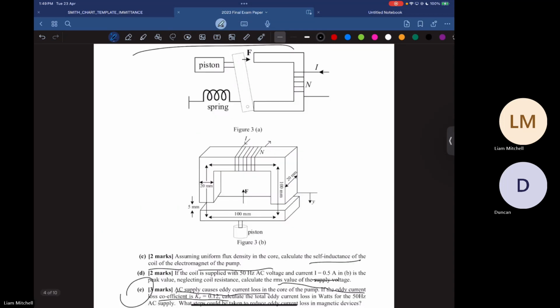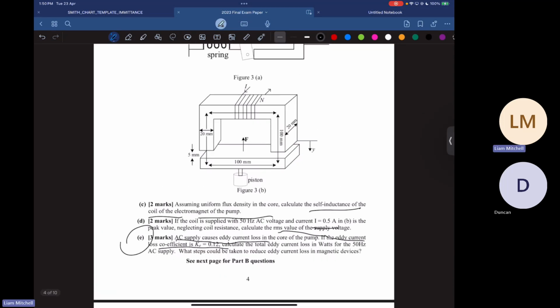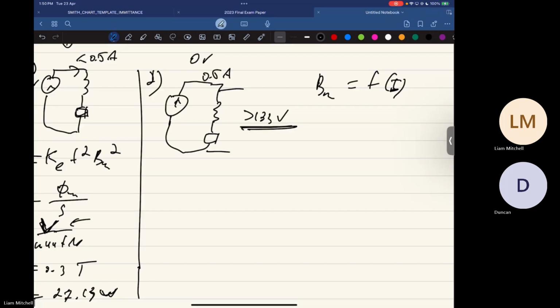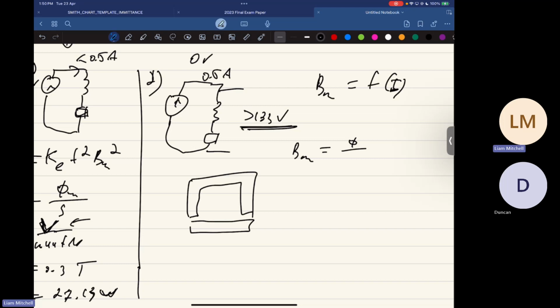Okay, so what can we use in this case? How can we do this? Okay, so Bm. We have our core. Bm is going to be flux over area. Flux is going to be our reluctance times Ni, correct?